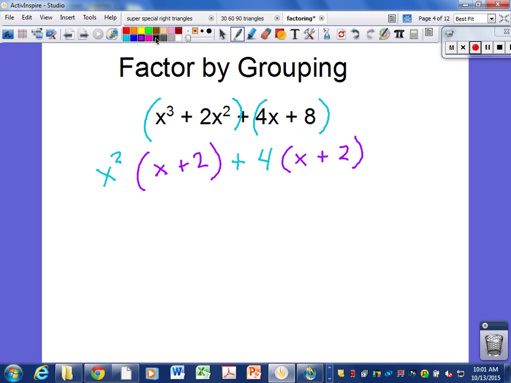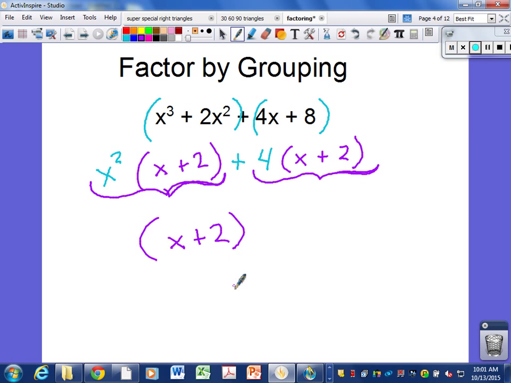So now the question becomes, look at this. What does this one term and this one term have in common? X plus 2. They both have an x plus 2 in common. The x plus 2 is in parentheses already, so when you factor it out, it needs to stay in parentheses.